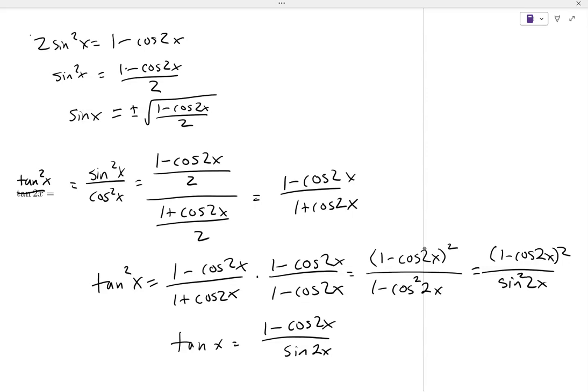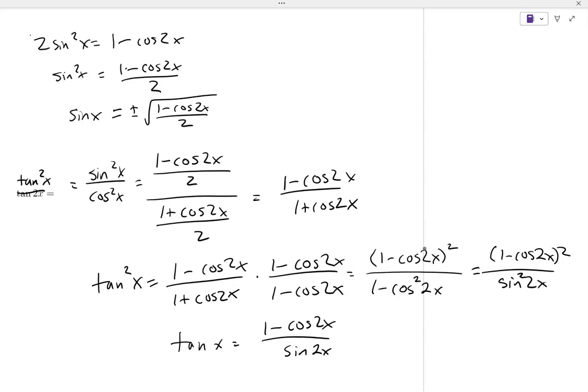What's your cosine always in between? When you take the cosine of something, it's always in between what? 1 and negative 1, right? Well, if this is always between 1 and negative 1, the biggest thing you can ever subtract off is what? What's the biggest thing you could ever subtract off? 1.